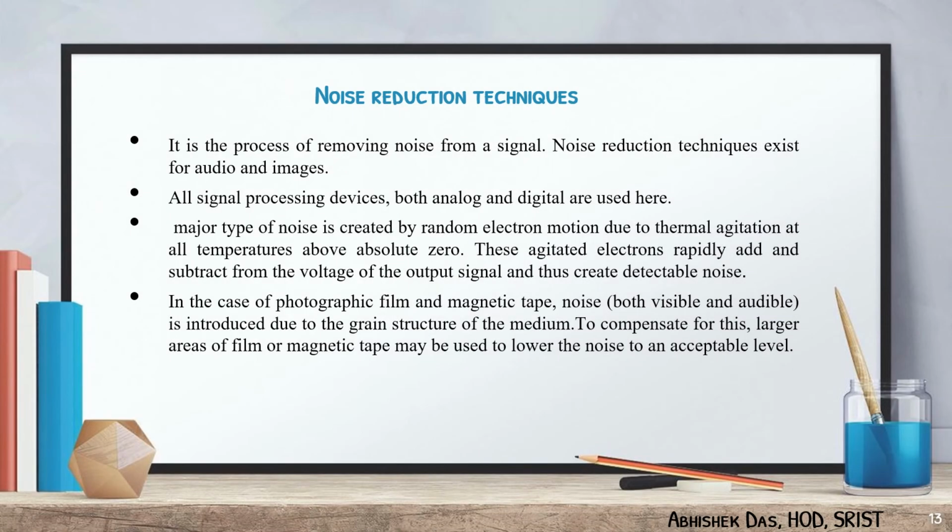Finally, we are going to discuss the noise reduction technique. It is the process of removing noise from the signal. Noise reduction techniques exist for both audio and images. All signal processing devices, analog and digital, are used here. In the case of photographic film and magnetic tape, noise is introduced due to the grain structure of the medium. To compensate for this, a larger area of the film and magnetic tape may be used to lower the noise to an acceptable level.